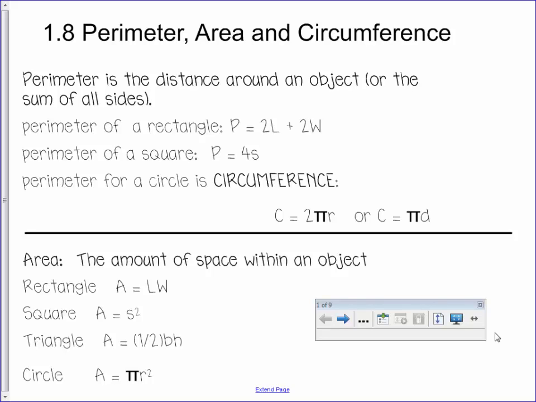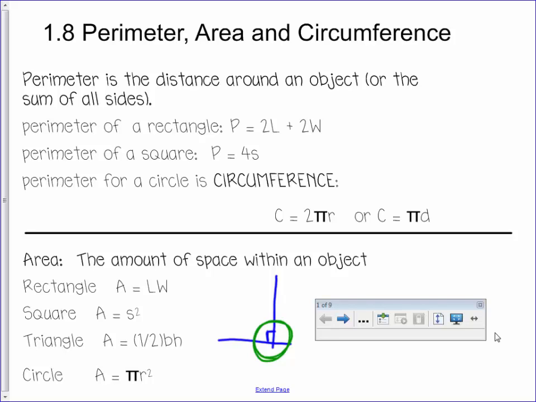To find your area, you're finding the amount of space within an object. Some of the formulas we're going to use: for a rectangle, area equals length times width. A square is the same formula, but since the sides are the same, it ends up being side squared. For a triangle, you're going to do 1/2 base times height. For this formula, make sure your base and your height are perpendicular. Even if your height's not part of the triangle, it needs to make that 90-degree angle, so always look for this when figuring out which one's your base and which one's your height. For a circle, we're going to do pi times your radius squared. If you're given your diameter, don't forget to divide by 2 to find your radius.